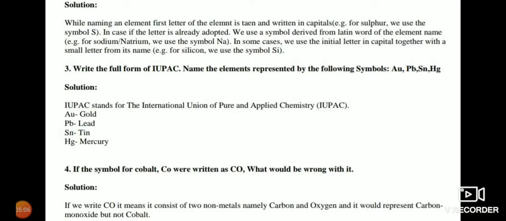Now, the second part of the question says, name the element represented by the following symbols: Au, Pb, Sn, He.